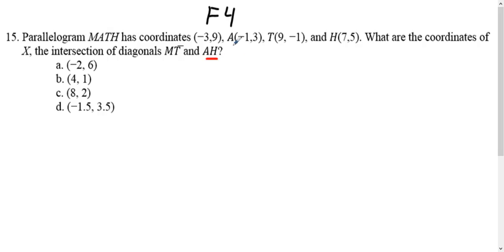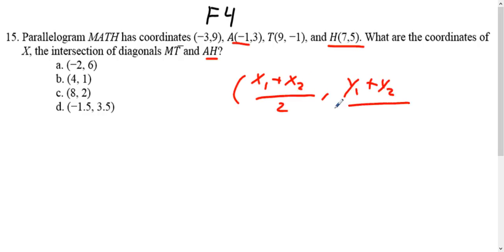So pick either diagonal and find its midpoint. I'll do A and H. That's where they intersect. So the midpoint formula is x1 plus x2 divided by 2, y1 plus y2 divided by 2. Find the midpoint of A and H, and that's where the diagonals intersect.